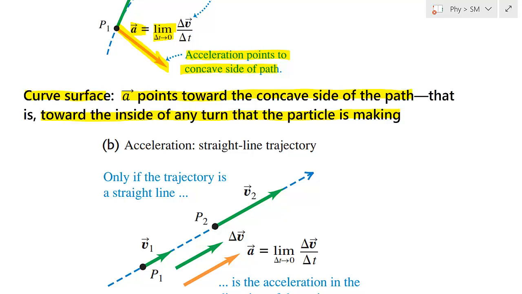So we can calculate the acceleration vector, or instantaneous acceleration vector, when the object is moving on a curved path. Now similarly, if the object is moving in a straight line path, we can calculate the acceleration vector.